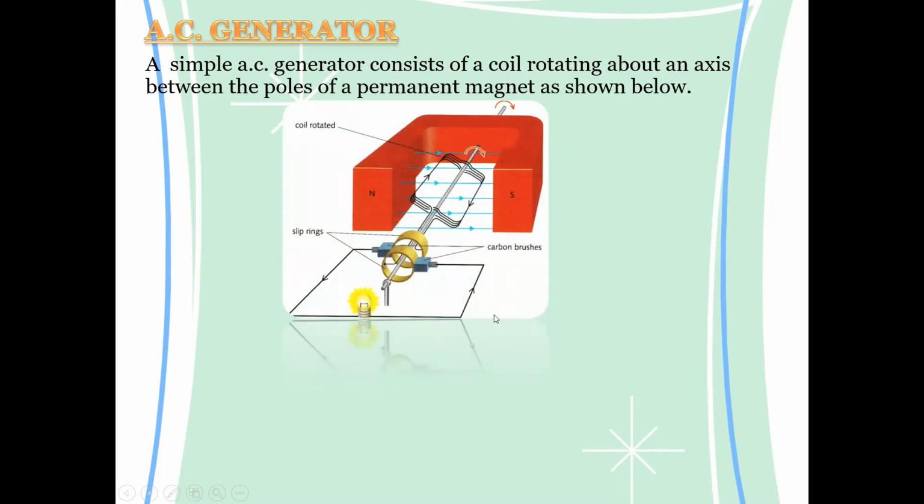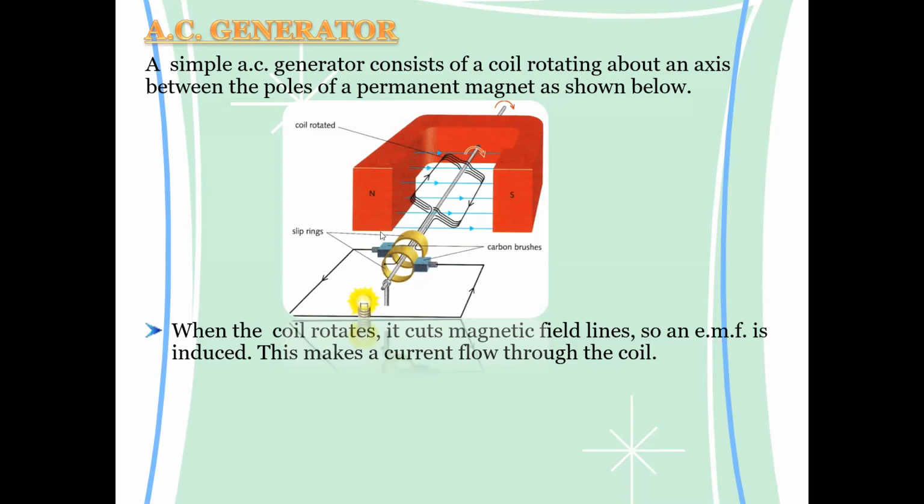Now how does it produce electricity? You have a rectangular coil, carbon brushes, and slip rings. What will happen as we rotate this rectangular coil? There is a change in the magnetic field, and when there is a change in magnetic field, there is an EMF, voltage or current produced. That's why this lamp will light up. So that is the simple working of the AC generator.